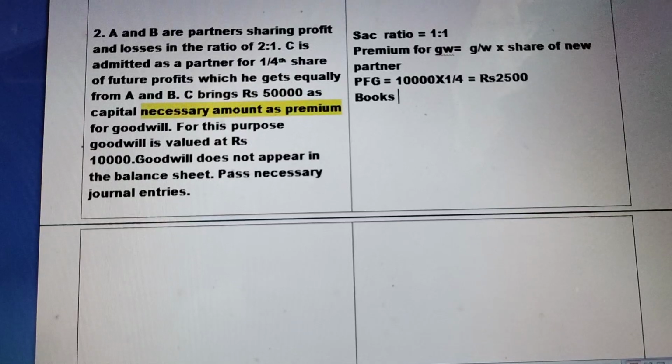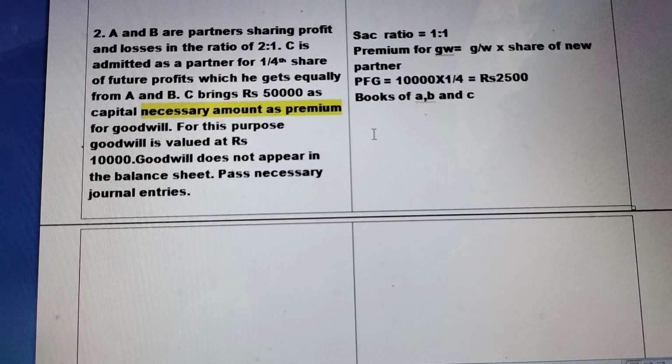Now we need to pass journal entry. So books of A, B, and C. Okay, you need to write in capital. So we have to prepare the format of journal: date, particulars, ledger folio, debit, credit. I am not preparing the format. First entry will relate to capital and second entry will relate to premium, but we can merge the two entries, that is capital and premium.